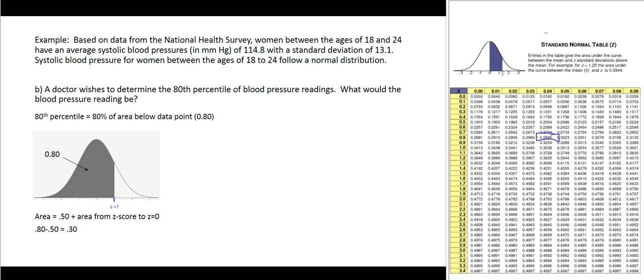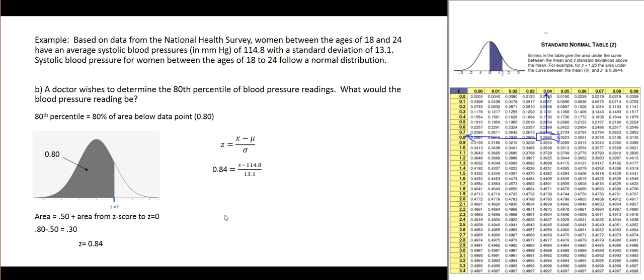Okay, so to trace back to our z-score, we go back here, and we get 0.84. So we've got our z-score of 0.84. Now, just revisiting what the question asked, it says, what would the blood pressure reading be? So remember, we want the data. We went backwards from the area, traced it back to the z-score, and now we actually want the data point. So let me put my z-score formula there.